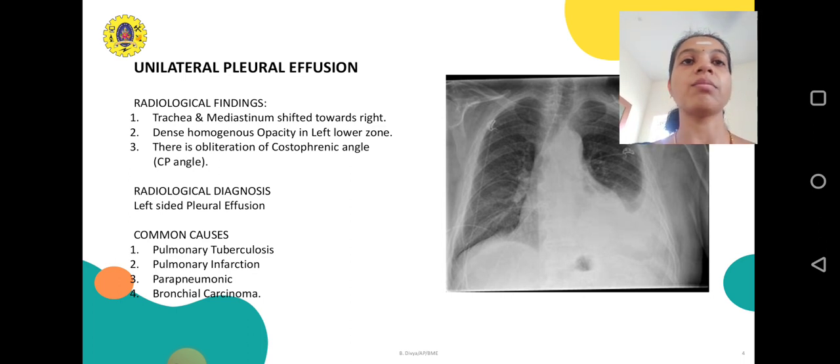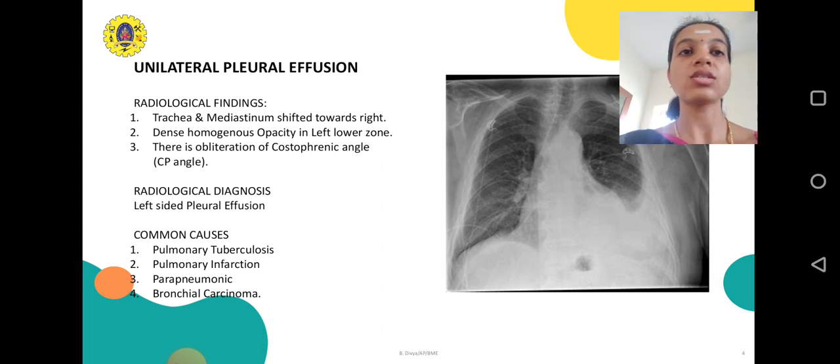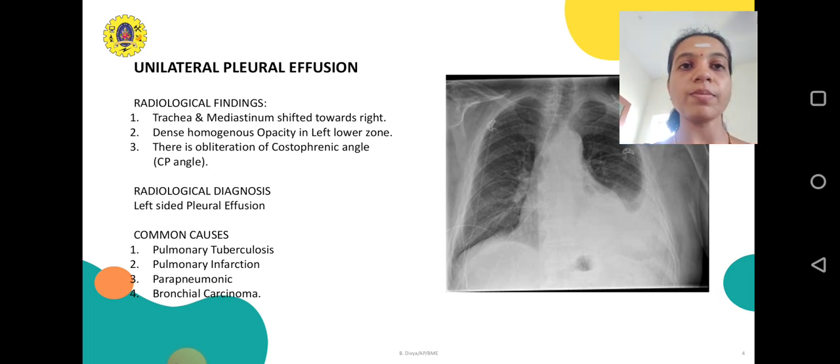Trachea and mediastinum shifted towards the right. Dense homogeneous opacity in the left lower zone. There is obliteration of the costophrenic angles, that is, the CP angles. Radiological diagnosis: left-sided pleural effusion. Left side we have pleural effusion.